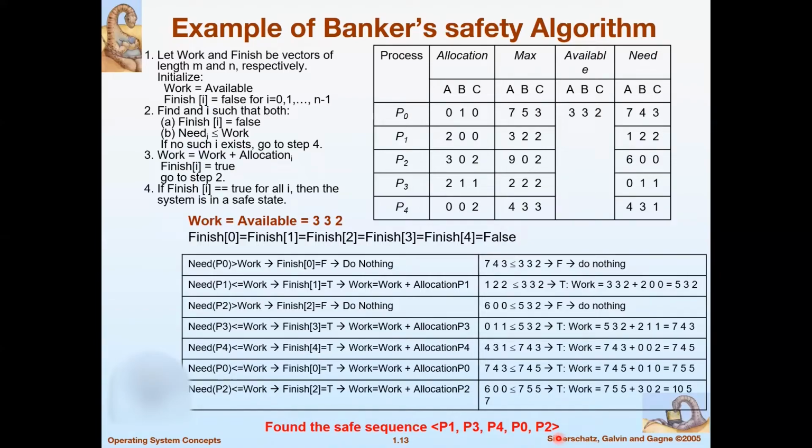Remember, this is not the only unique safe sequence in the system at this particular state. Here we started our scanning from P0, that's why we got this sequence. But if we start from the reverse order of the processes, the safe sequence will be different for this algorithm. So the safe sequence in a state of a system is not unique. However, if at least one safe sequence exists in the system, then we can say the state is safe.